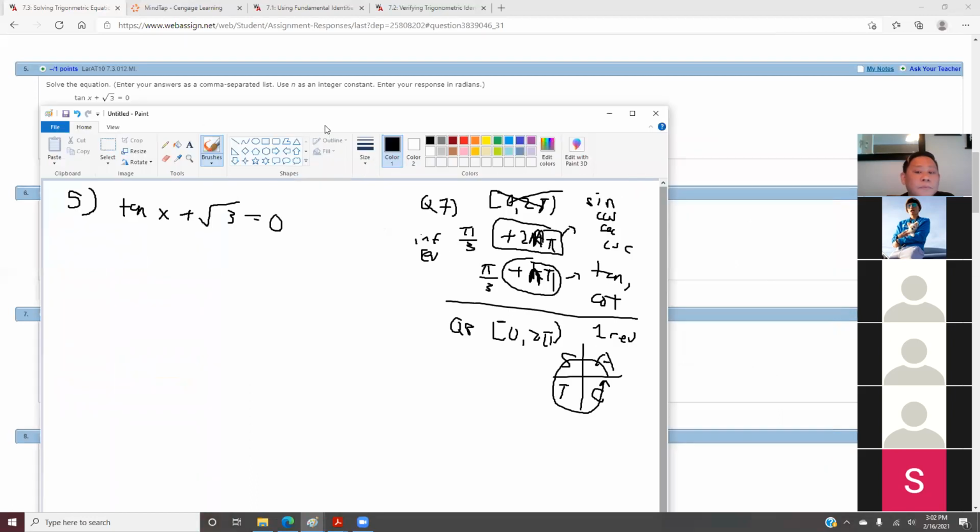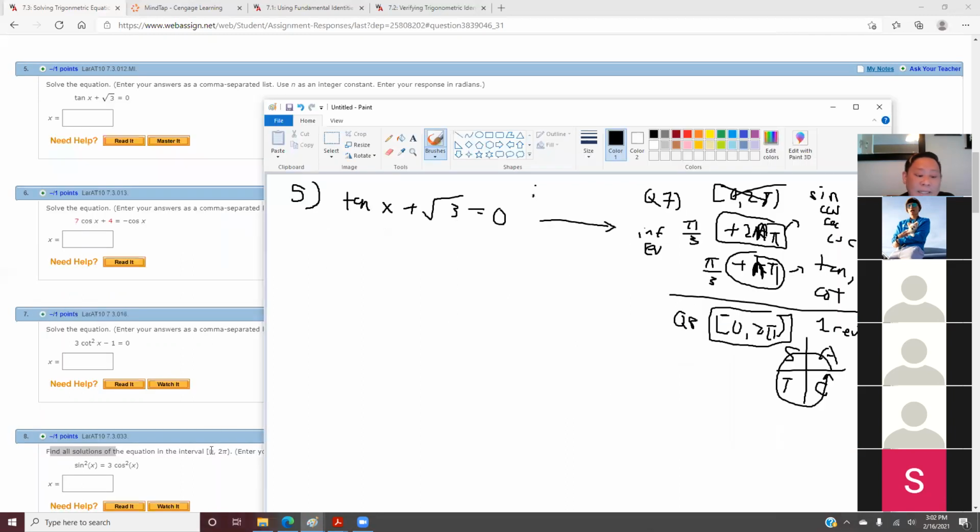Isn't that just 1? No. Do you see 0 to 2 pi? Oh. So this is infinite. This is this one. Okay. Until they say 0 to 2 pi, there is only 1 revolution. So how do we solve this?